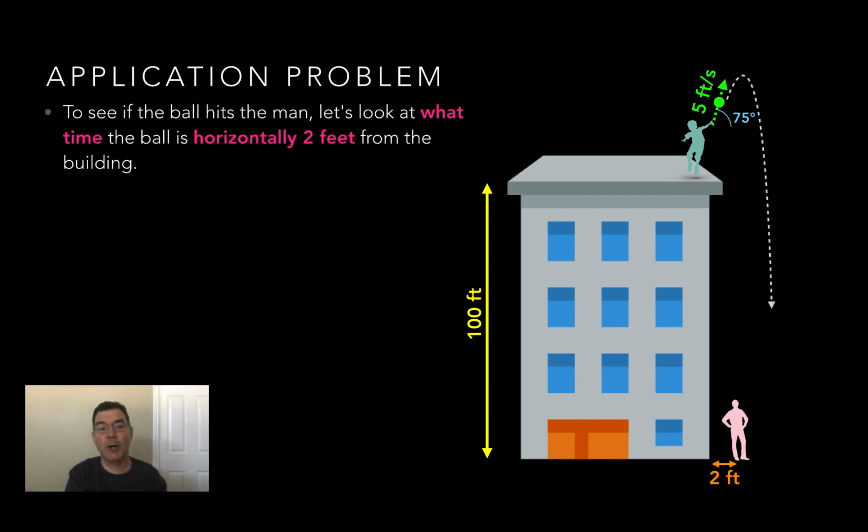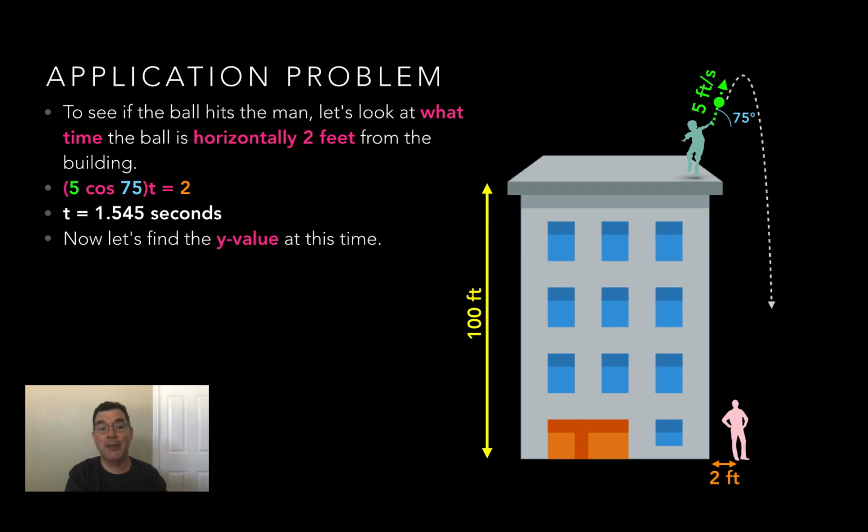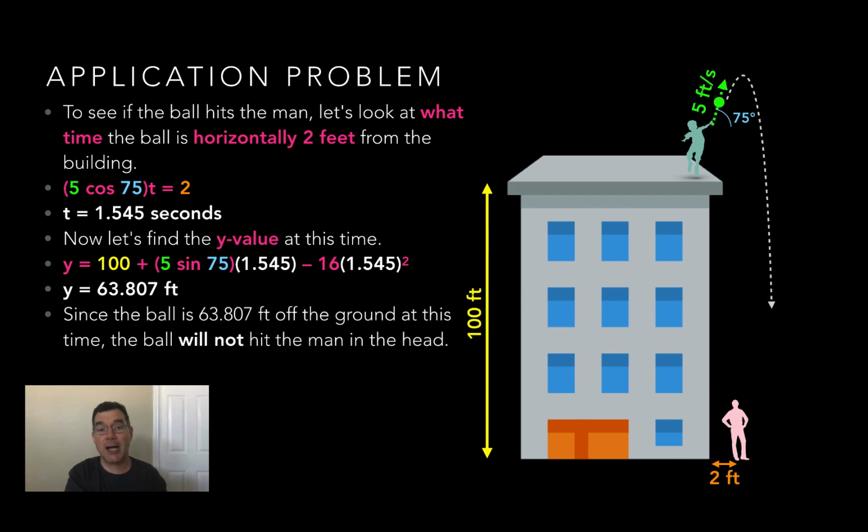For the second part, I need to know if the ball is going to hit the man in the head. So I'm going to look at what time the ball is horizontally 2 feet from the building so that it's directly above the man's head. So I take my x equation and I set x equal to 2, and that happens at 1.545 seconds. Now that I know what time the ball is directly above his head, I need to know whether it's actually on his head or higher than that. So I'm going to find the y value for this particular time, this 1.545 seconds. I plug that t value into my y equation and simplify it to get 63.807 feet. Well, the man is not that tall, so the ball is not going to hit him in the head.